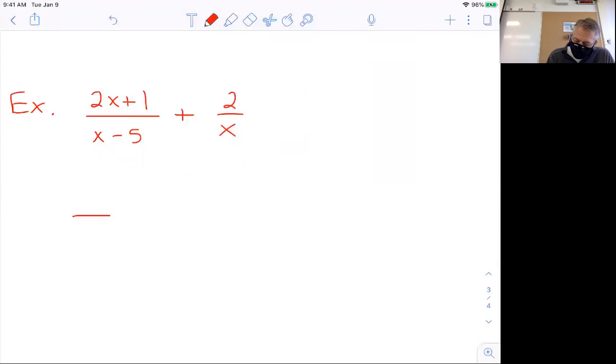So we have to have the common denominator is x times x minus 5. And you can write those in any order. You could write x minus 5 times x.